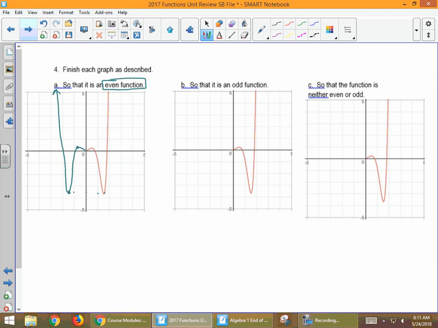For this to be odd, we need to be symmetric over the origin. So we want to take anything that's in quadrant 1 and put it in quadrant 3. Anything that's in quadrant 4, we're going to flip it into quadrant 2. So that's going to feel a little funny. And again, that's quadrant 1, so that's going to come over to quadrant 4.